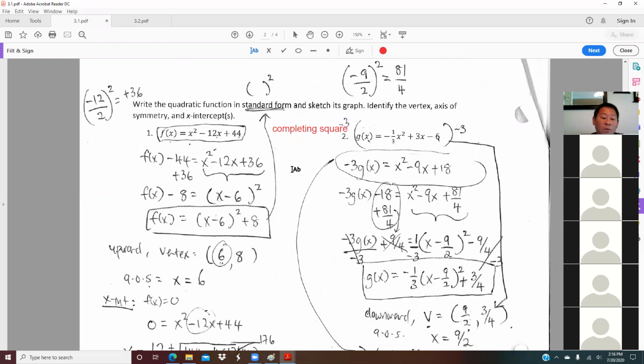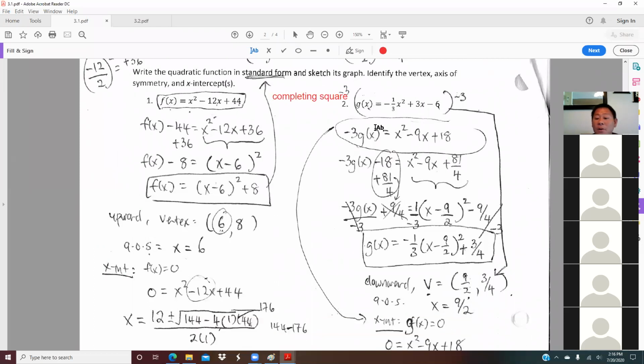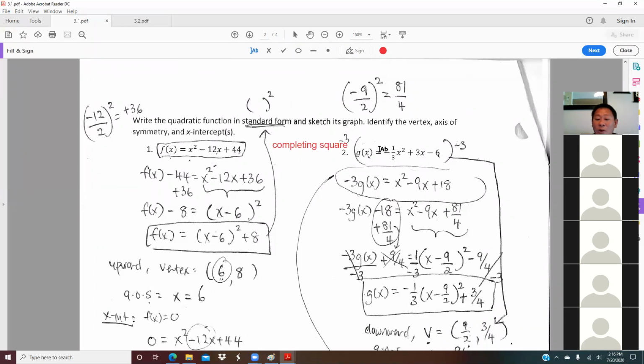So if you do not want to do completing the square, we can still use the vertex formula. For example, if you look at 2, we can find it using the vertex formula. This is your a, this is your b, and we don't need c. So the formula says that h is going to be -b over 2a. So this is -3 over 2 times -1/3. So this is your h here.